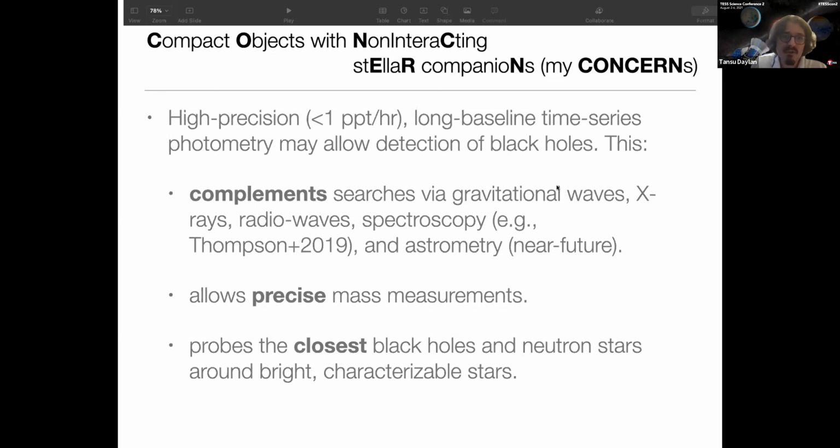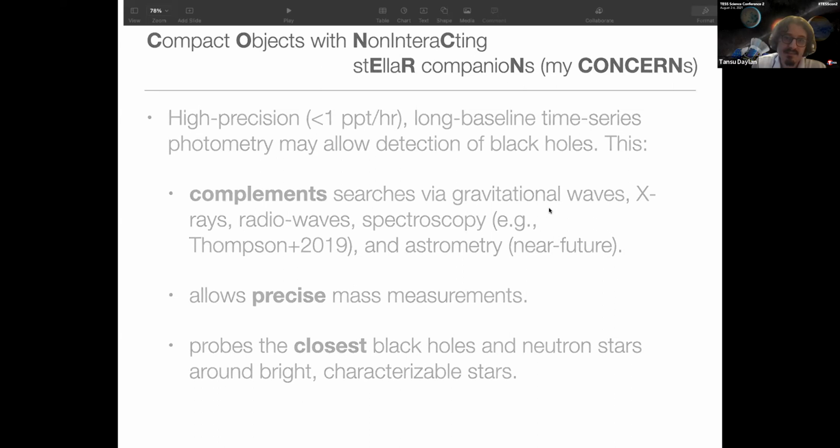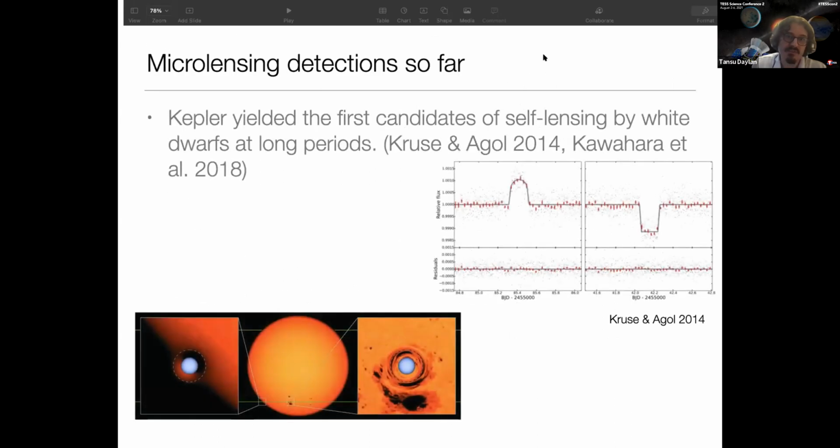So I like to call these objects compact objects with non-interacting stellar companions, or CONCERNs for short. And I'll just give a quick introduction to what these look like in the TESS data, or should look like. But let me just make a quick note that a version of these objects that self-lens have actually been previously discovered. But that object actually is not a black hole, it's a white dwarf, and it's been discovered in Kepler data. In fact, there are more candidates that have been recovered even after that.